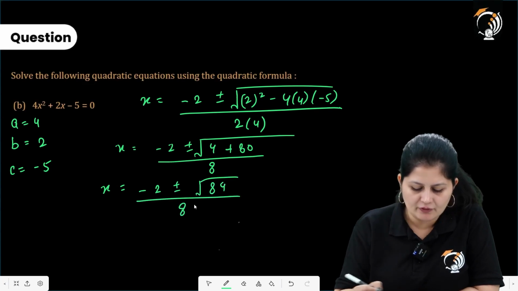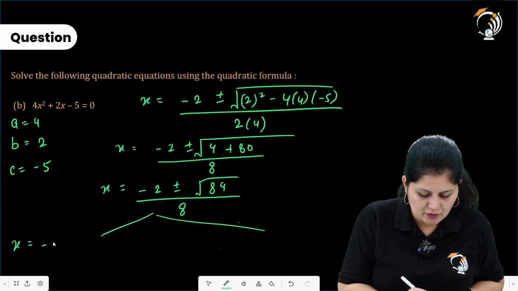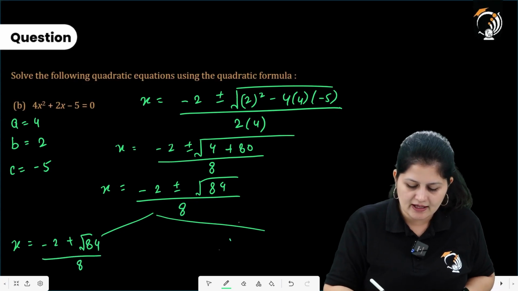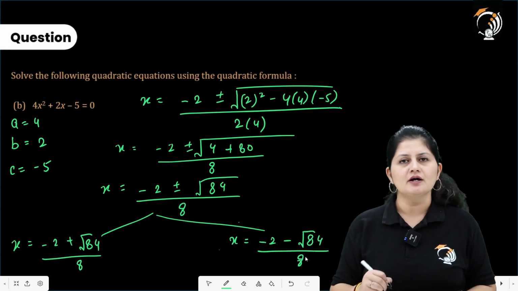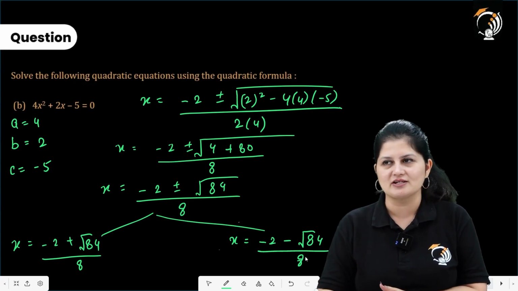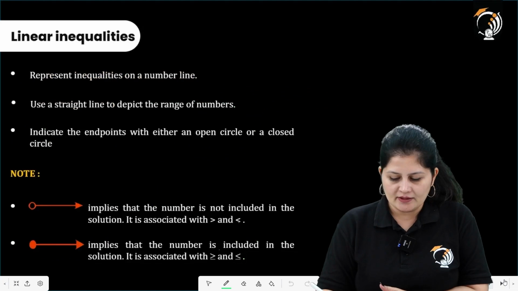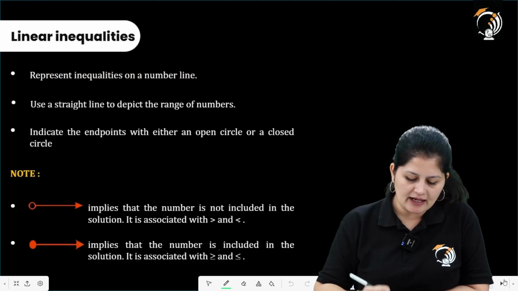If I talk about the two solutions that we are going to get here, x is equal to (minus 2 plus root 84) over 8, and the other is x is equal to (minus 2 minus root 84) over 8. So these are the possible solutions of the quadratic equation that we are being provided with. Clear?